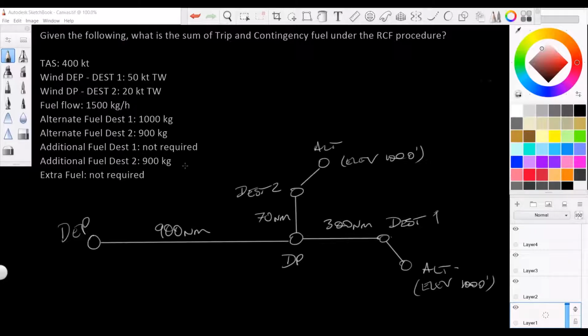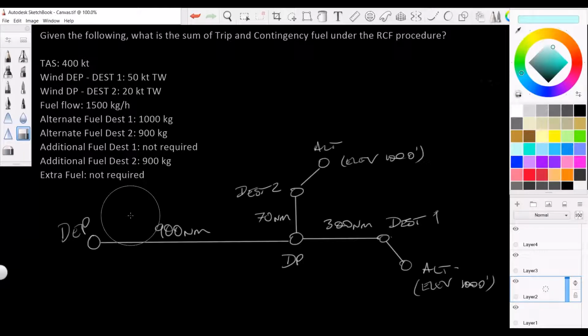And in this case, the really noticeable thing about this question, which tells you what you're looking at, is this 900 kilos of additional fuel for destination 2. Now, I will tell you at the end why that's absurd, but that does affect the question quite a lot, because if it wasn't for that, then we wouldn't need to consider destination 2.